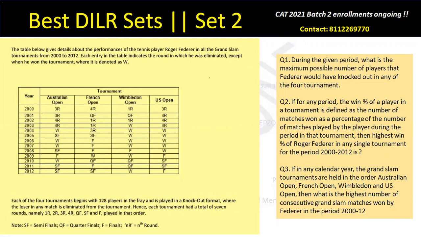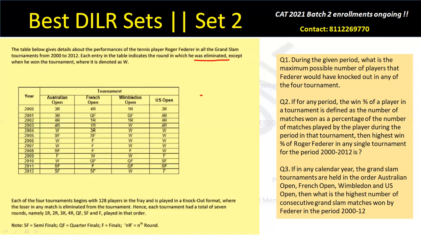The table given below gives the details about the performances of the tennis player Roger Federer in all the Grand Slams. Each entry in the table indicates the round in which he was eliminated, which means 3R is basically the third round in which he was eliminated. If it's sequential, then the first two rounds he must have won and the last round he must have lost, except when he won the whole tournament. If he has won the tournament, then it is represented by W.